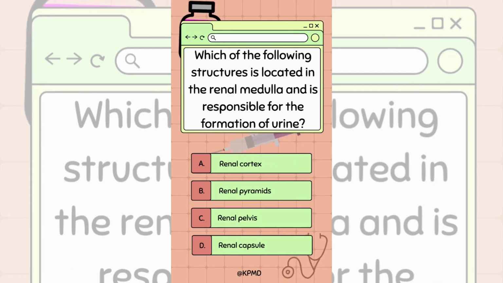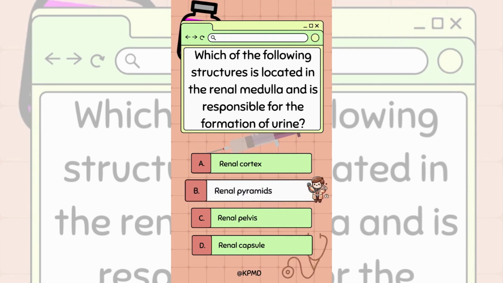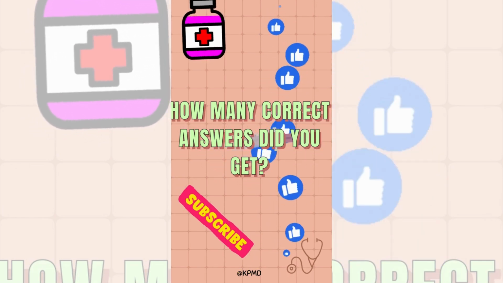Which of the following structures is located in the renal medulla and is responsible for the formation of urine? The answer is B, renal pyramids.